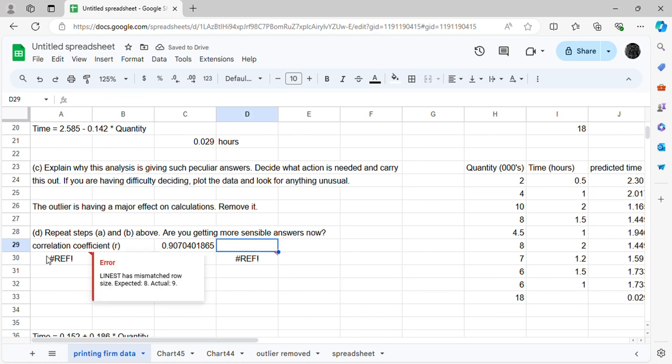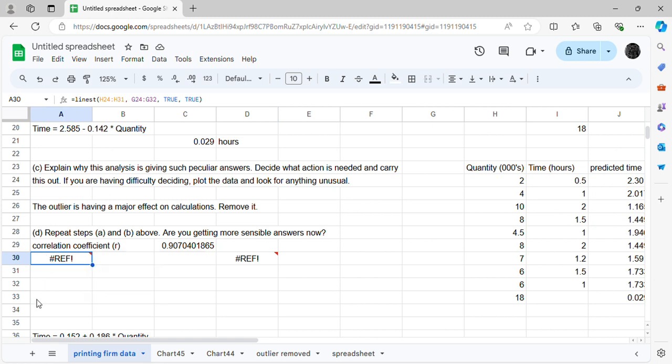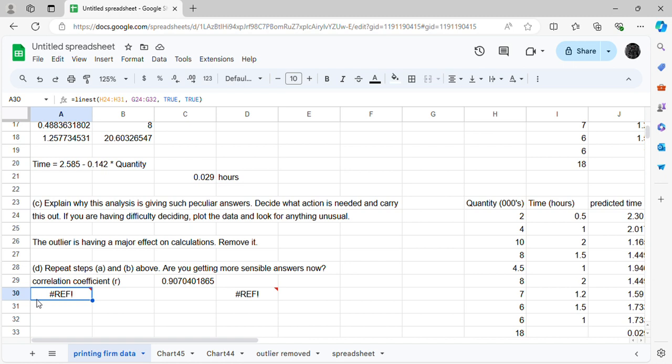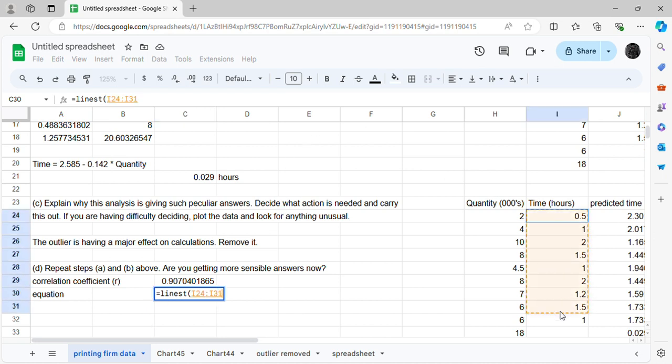Now we want the regression equation. So for the regression equation, let's find the regression equation. So equal linest, first the dependent values, then the independent values, close the bracket.